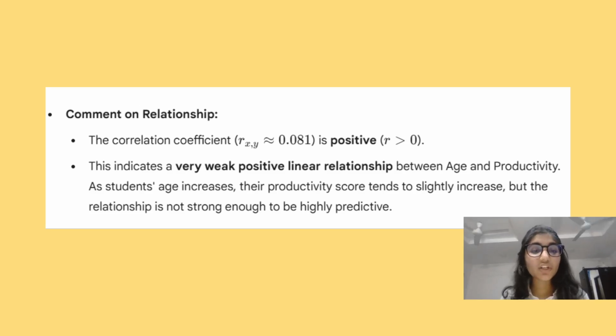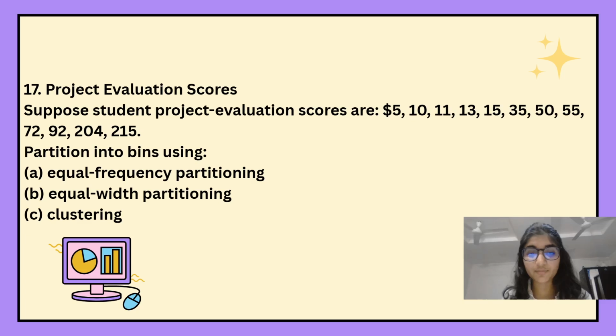Then we need to comment on the relationship, that is the correlation coefficient. It is greater than 0, that is 0.081, so it is positive, and this indicates a very weak positive linear relationship between age and productivity. As a student's age increases, their productivity score tends to slightly increase, but the relationship is not strong enough to be highly predictive. Now moving on to the 17th question.